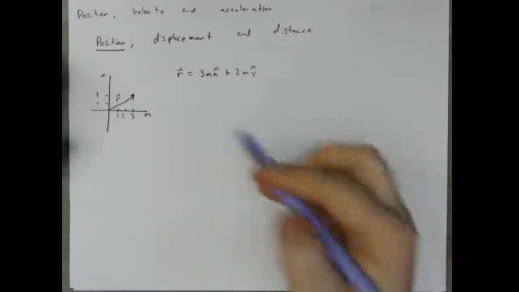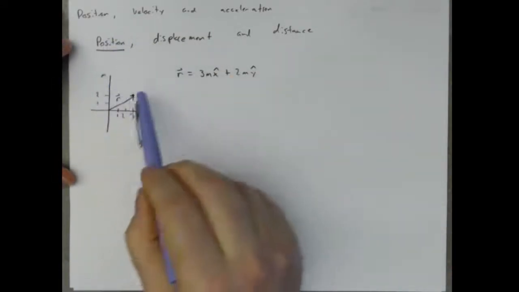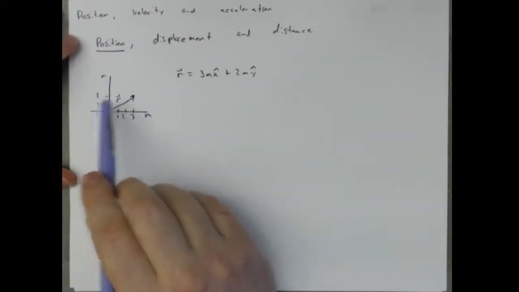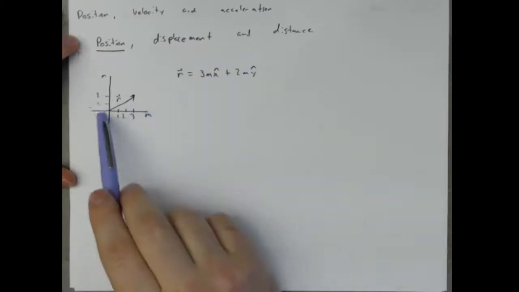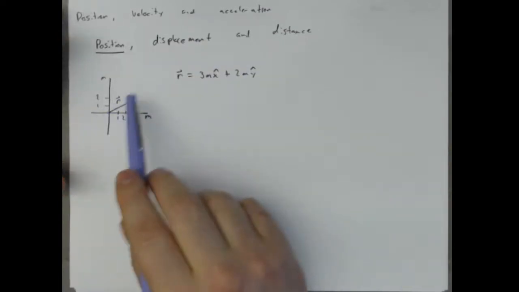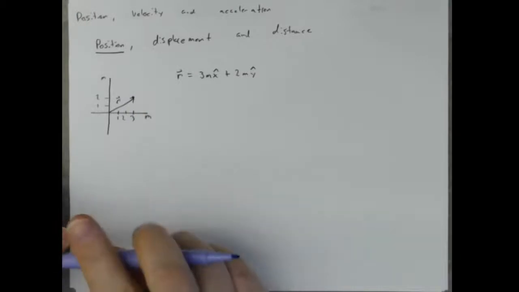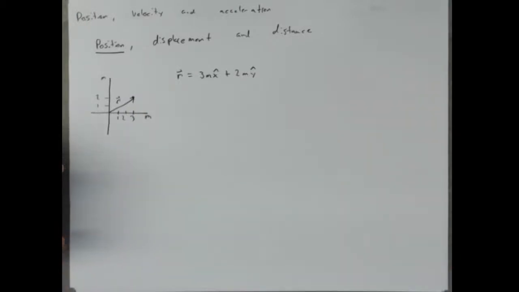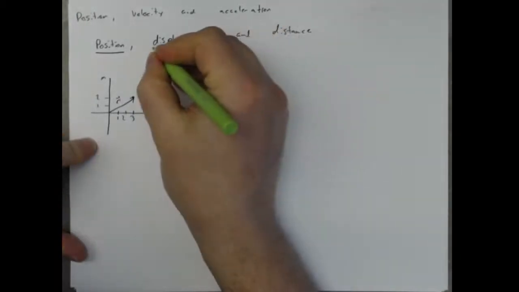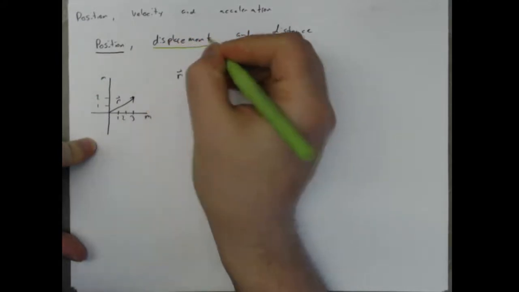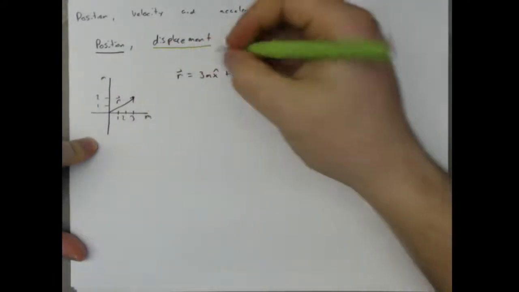Basically, for the position vector to make any sense, we have to have an origin, and then the position vector tells us how far away we are from that origin. Now when we start talking about displacement, displacement is a change in position.